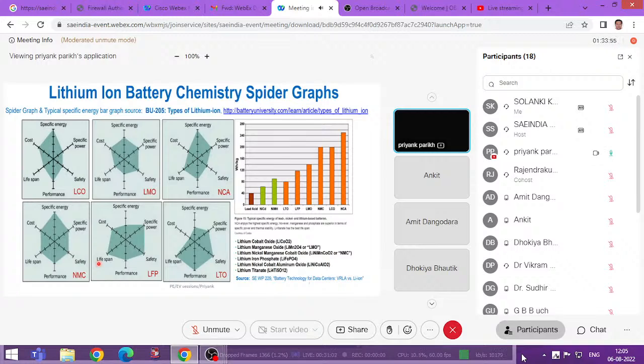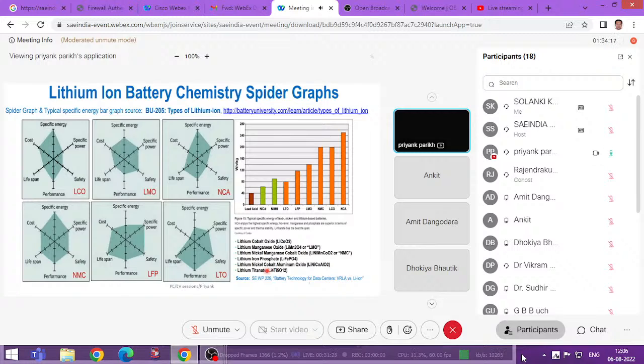Should we give more importance to the range? Should we give more importance to safety? So here, as you can see in this graph, the NCA and LCO, even though it's a high specific energy, we are not much using it. Why? Because of the other aspects that you can see. Okay. So this was the comparison about the different chemistries.